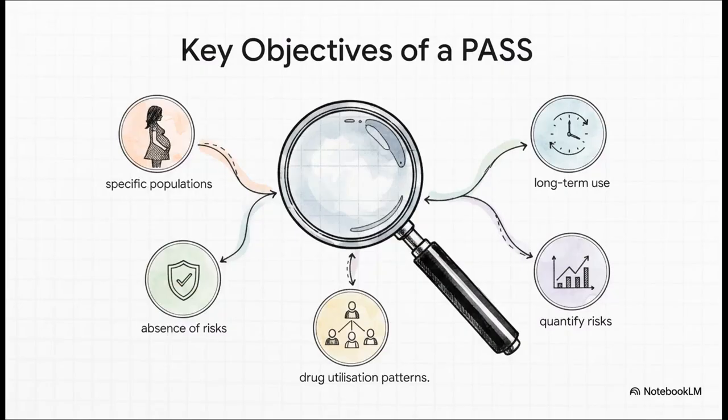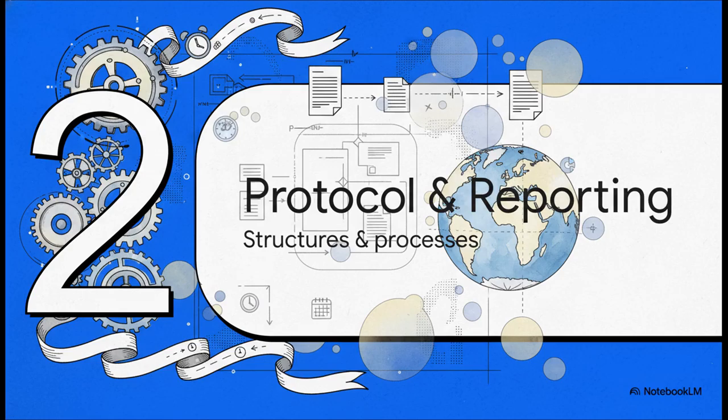So why would you even do a PASS? What kind of questions can they help us answer? Well, quite a few actually. They can help us quantify risks, put a number on how common a certain side effect might be. They're also super important for evaluating risks in specific groups of people, like pregnant women or the elderly, who might not have been well represented in the initial trials. They can look at the effects of using a drug for a very long time, and sometimes their job is actually to provide evidence that a suspected risk isn't really there. And on top of all that, they're vital for just understanding how a drug is being used in the real world.